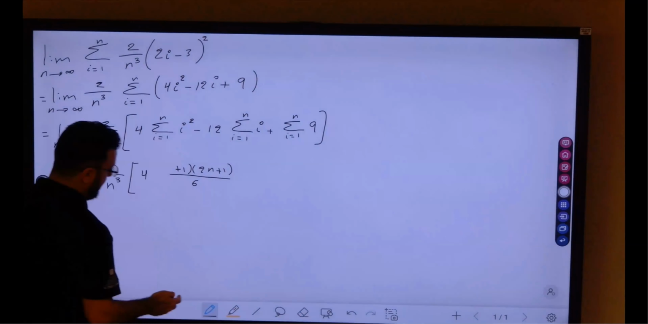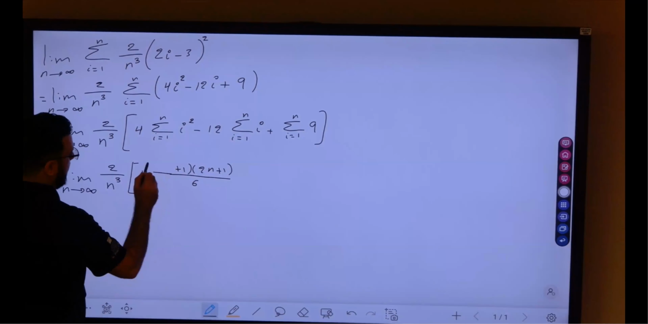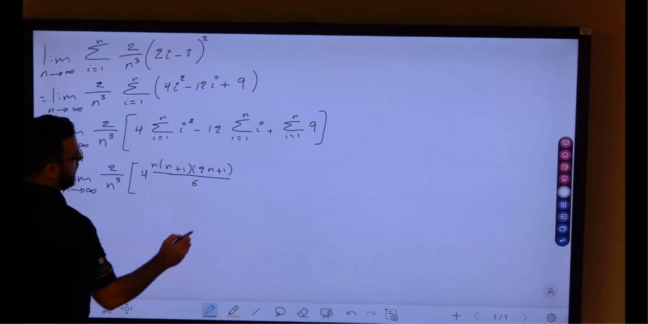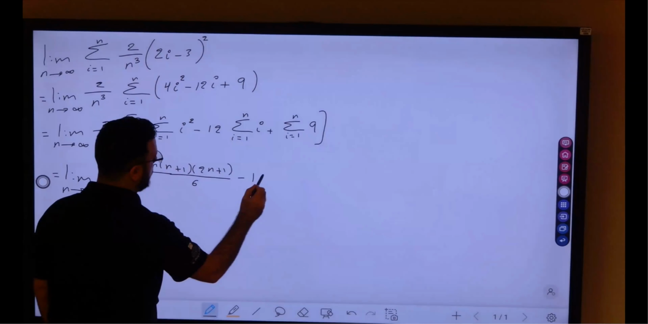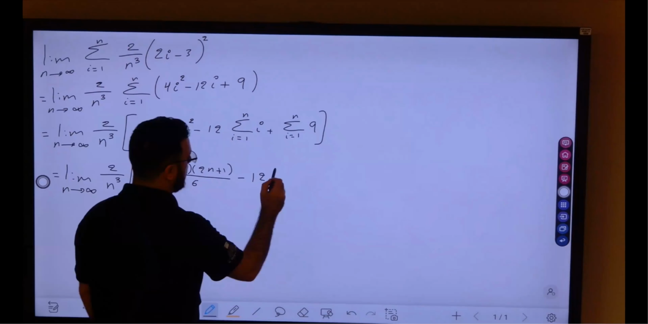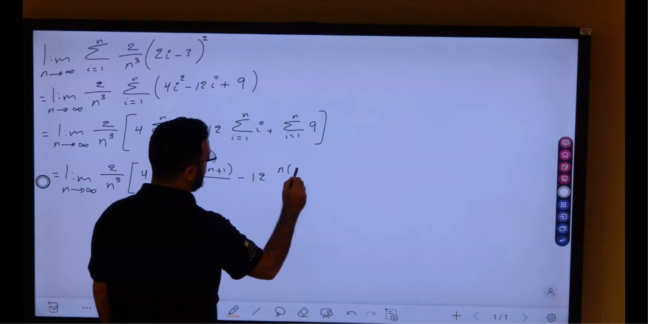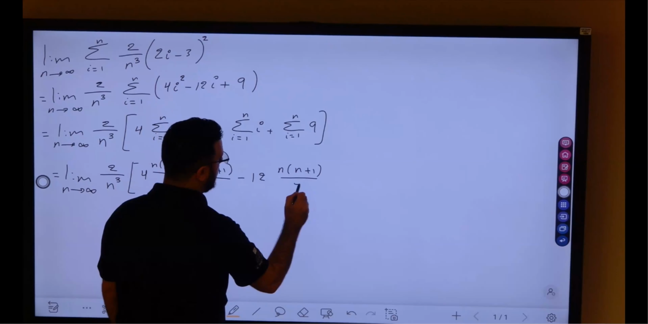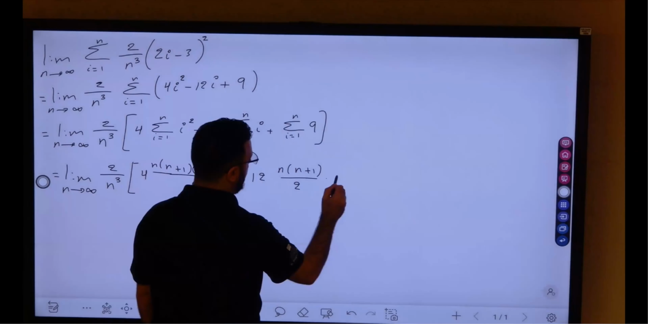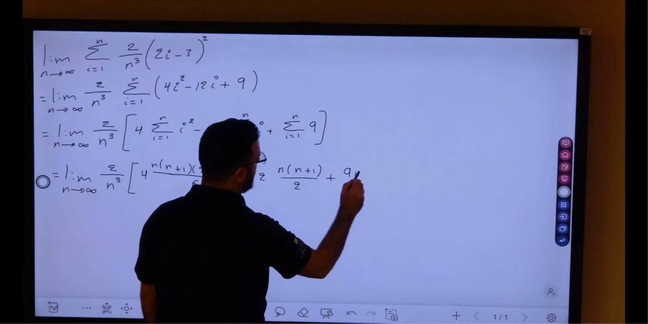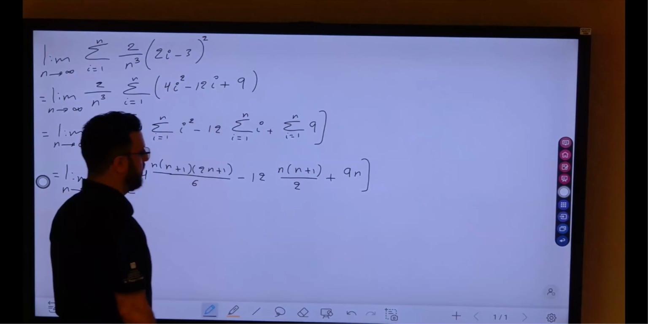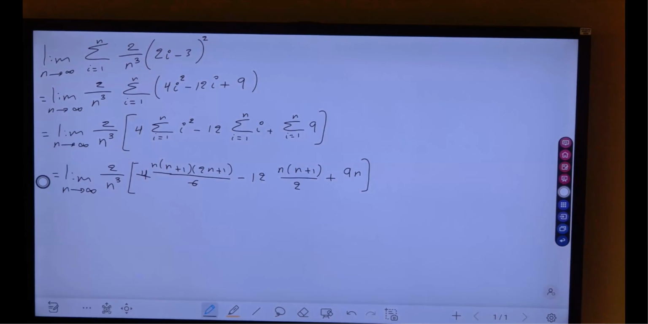It's n plus 1. We got it from this one, minus 12. That's the important part here when you simplify. Then n plus 1 divided by 2. And plus the constant, which is going to be 9. Now, can I simplify the 4 with the 6? It's going to be 3. That means it's the limit for n approaching infinity.